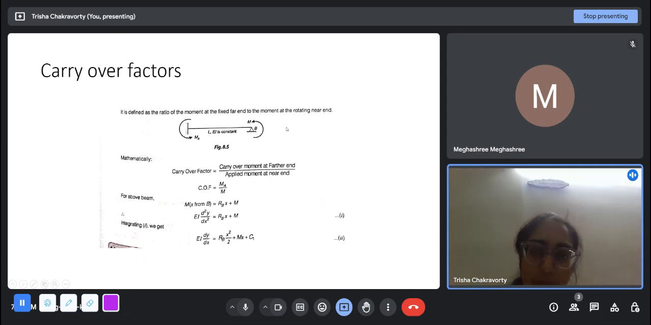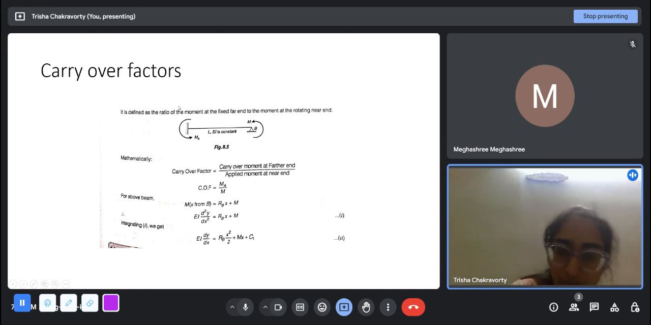Then there is a concept called carryover factor. This stiffness, carryover factors, and distribution factors are all the ingredients we need to solve using the moment distribution method. The carryover factor is defined as the ratio of the moment at the fixed far end to the moment at the rotating near end. If at B a moment M is applied, and at the fixed end MA is applied, then the carryover factor will be MA by M.